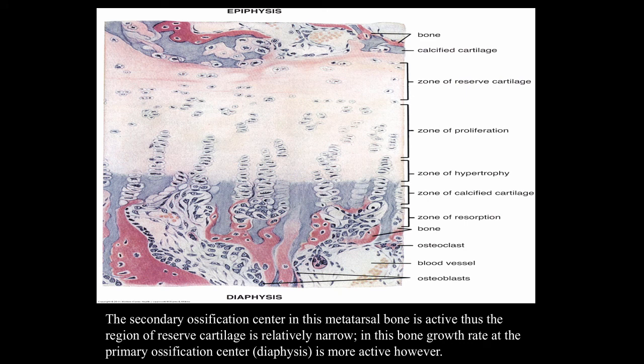This is a diagrammatic view of a secondary ossification center in a metatarsal bone. Here is the primary ossification center in this metatarsal bone. The primary ossification center here is much more active than the secondary ossification center. Because there is an epiphyseal or secondary ossification center, the zone of reserve cartilage is more diminished here, but you can still see the zones of proliferation, hypertrophy, and calcified cartilage and reabsorption here. You can see osteoblasts on the surfaces, and eventually the osteoblasts will become trapped in lacunae.